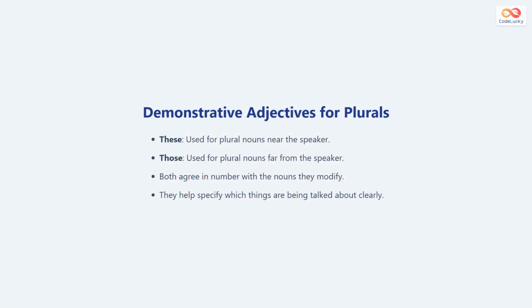These and those are called demonstrative adjectives because they describe which things we mean. These is used with plural nouns near us, while those is used with plural nouns far from us. They must match the number of the noun that they describe. Using these words helps make our meaning clear.